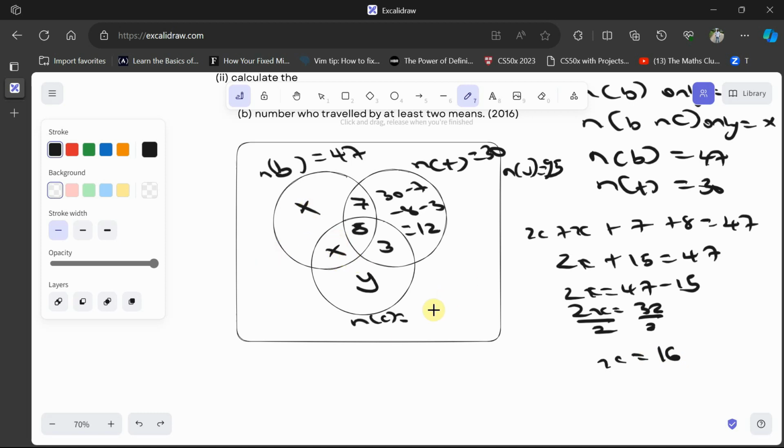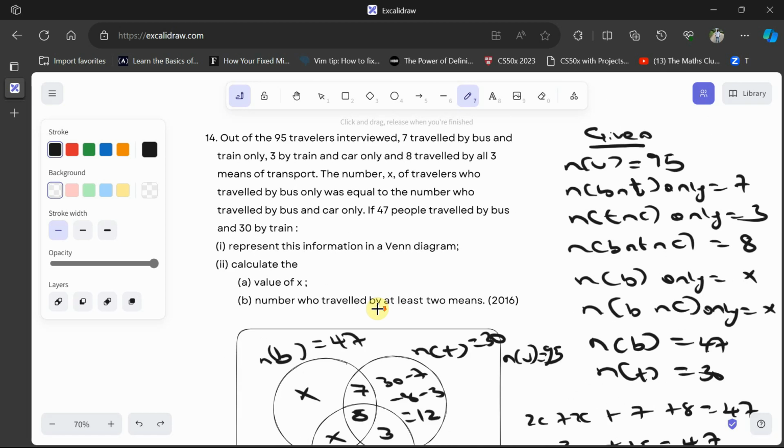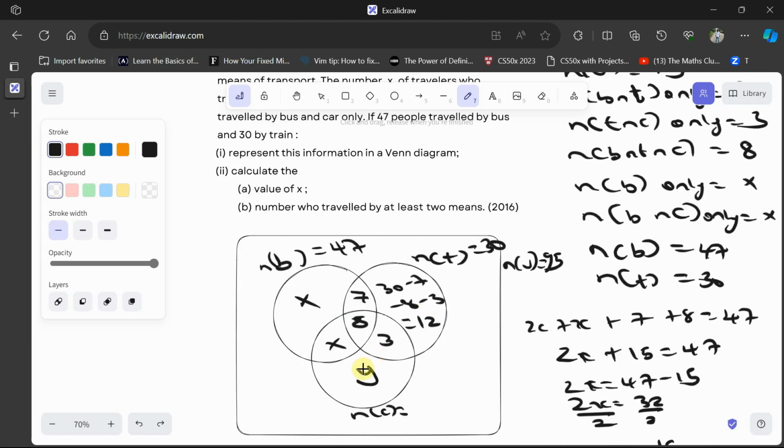Now the question says that we should find the number of people that traveled by at least 2 means. So we don't need to find what this y is. People that traveled by at least 2 means, that is 2 or more.